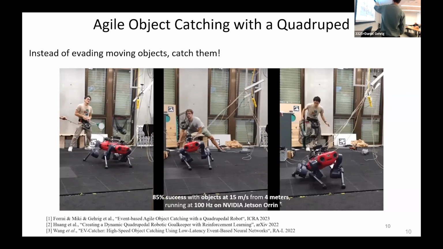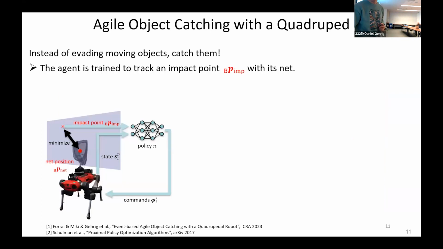And we used one of these quadruped robots, mounted a net on the back, and tried to catch the object using a similar kind of algorithm. So let me go a little bit into detail on how this algorithm works. This algorithm has two components. One of them is the controller.